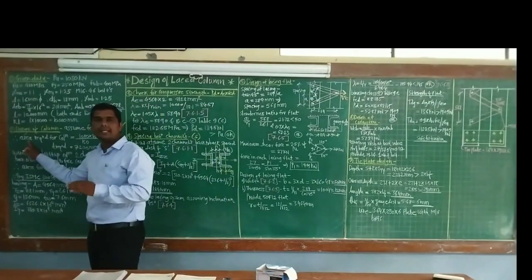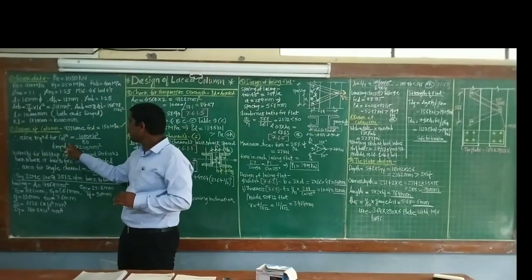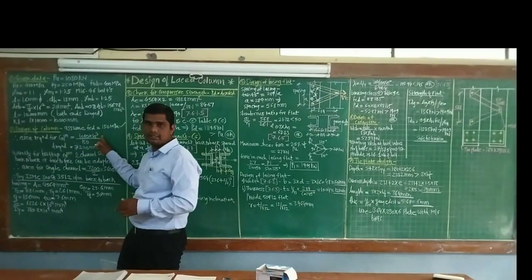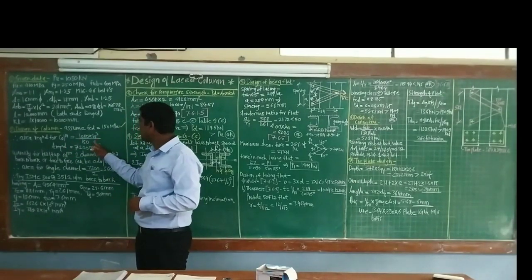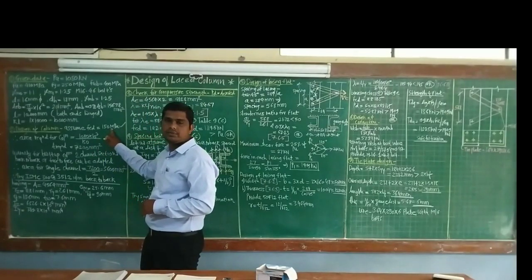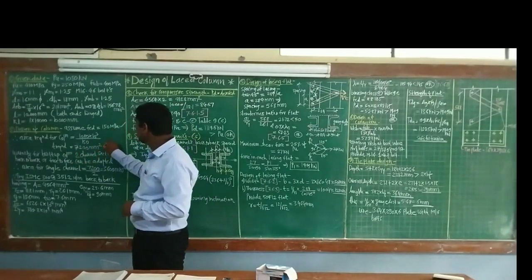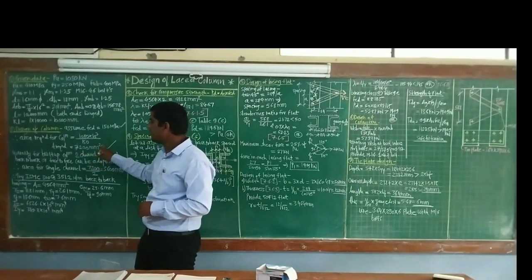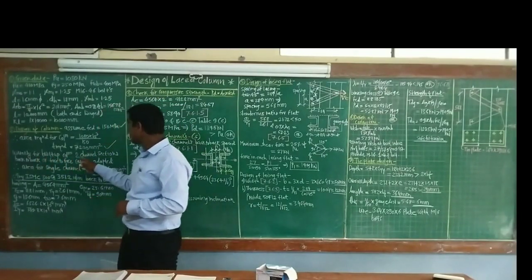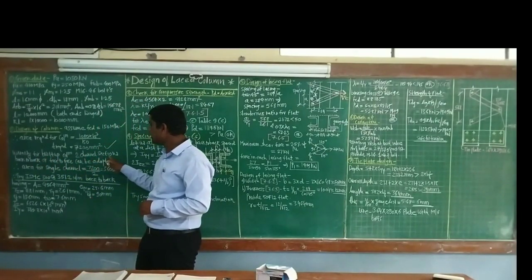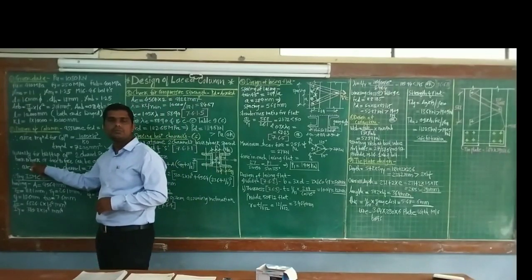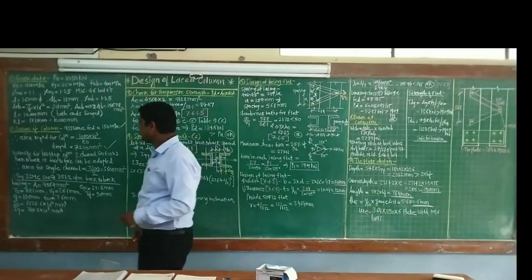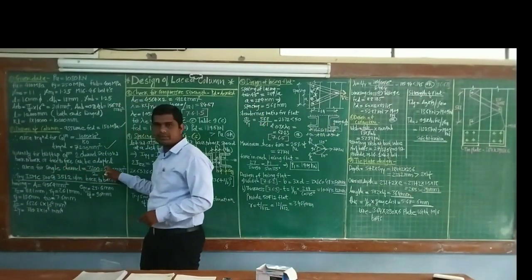Then we are going to find out the area required for this column. Area required is equal to the load, which is 1080 into 10 to the power 3, converted into Newton, divided by the FCD value 150. So the area required will be 7200 mm square. Now usually for a built-up column, we are going to place two channel sections back to back, or face to face can also be adopted.